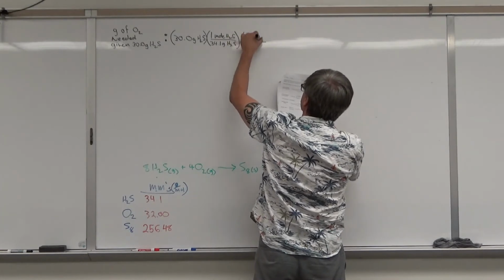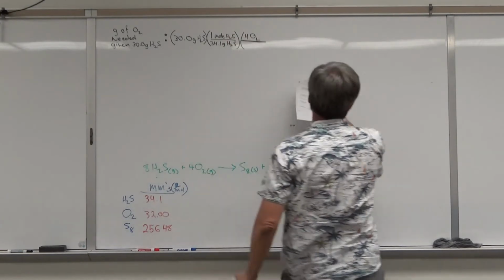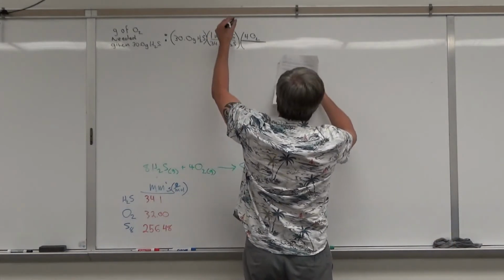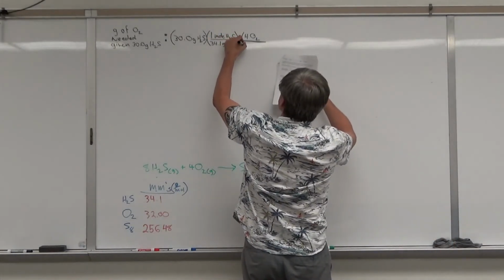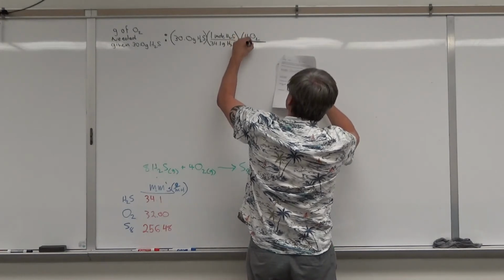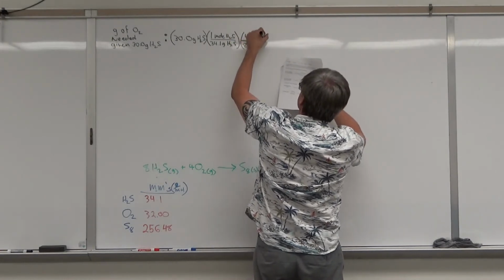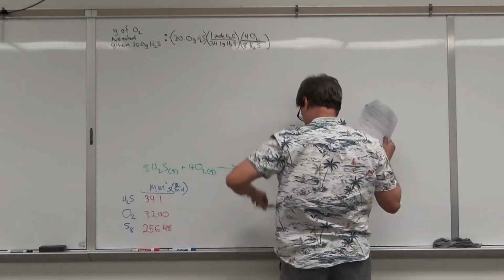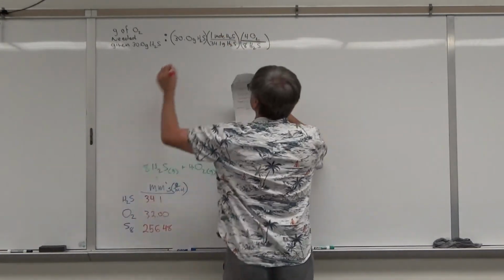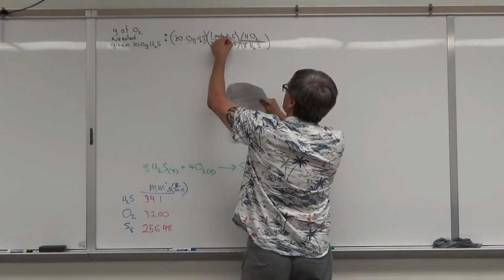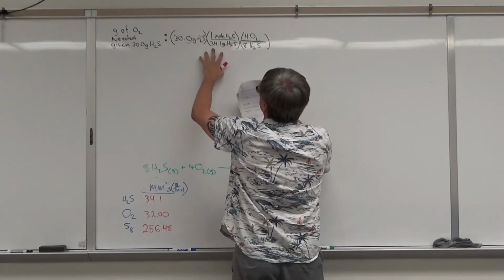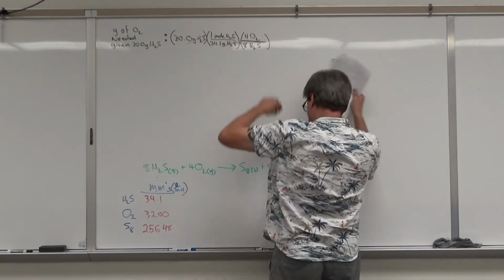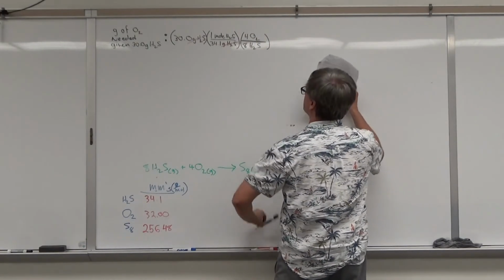According to the balanced chemical equation, for every 8 moles of hydrogen sulfide, we need 4 moles of oxygen. I should be doing this along the way: grams of hydrogen sulfide, grams of hydrogen sulfide. So at this point, we're at moles of hydrogen sulfide. Oh, I should have said moles in here. Sorry, folks.